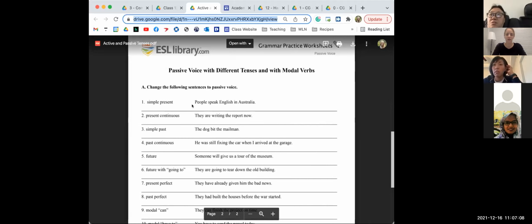English is spoken. Very good. Present, simple present, and the past participle. English is spoken by people in Australia. By people in Australia. Good.